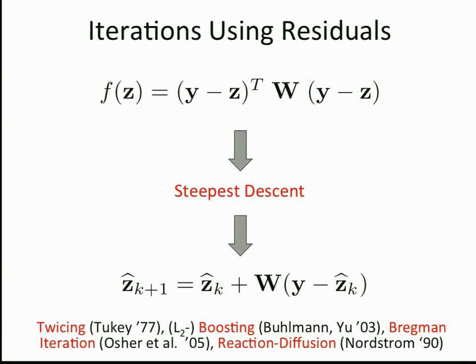And this has many different names. If you look in the machine learning literature, the statistics literature, the computer vision literature: regression boosting, Bregman iterations, and reaction diffusion equation. These are all various manifestations of this fairly simple idea.